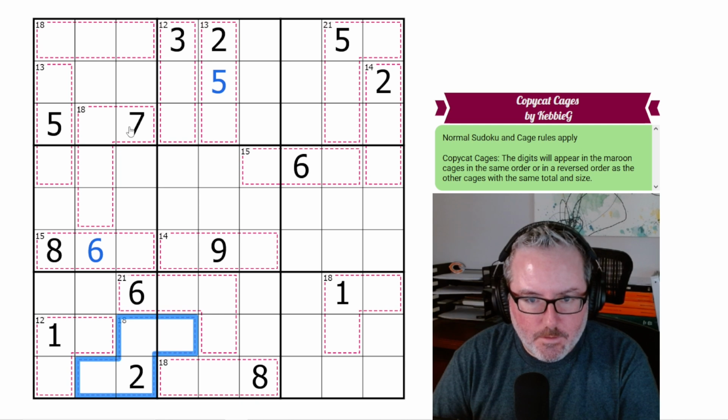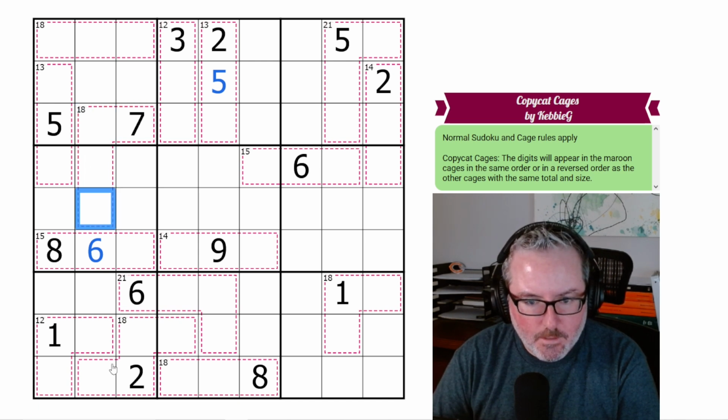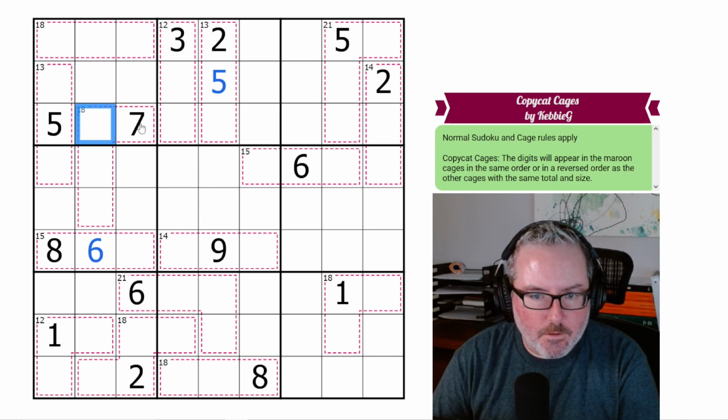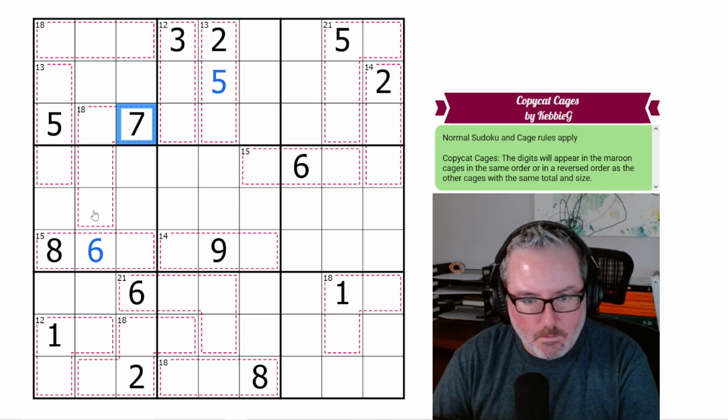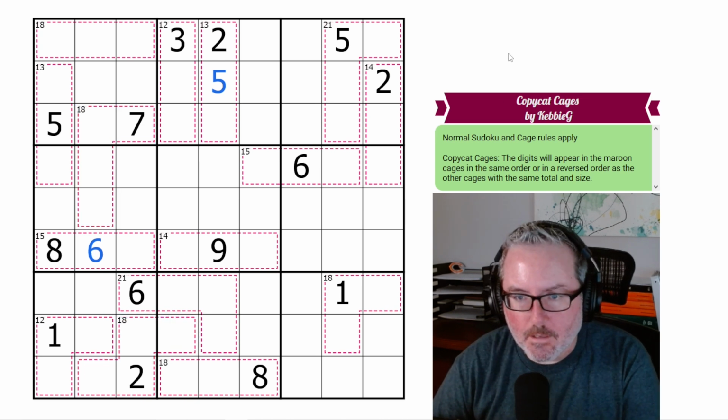Now, this 4-cell to this 4-cell could very well be the copycat. If we're saying this is right to left and this is right to left, or left to right going this way, there could be a correlation there. So we'll have to keep that in mind.